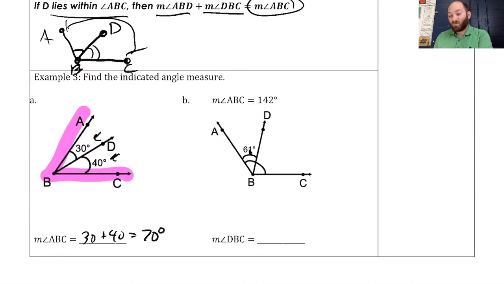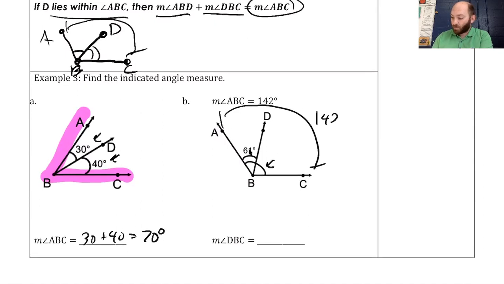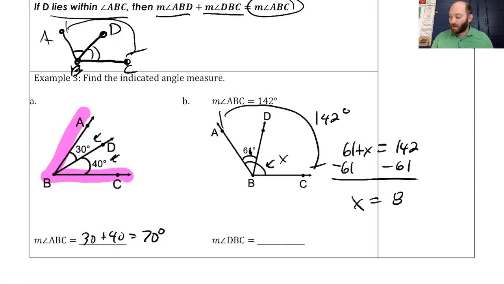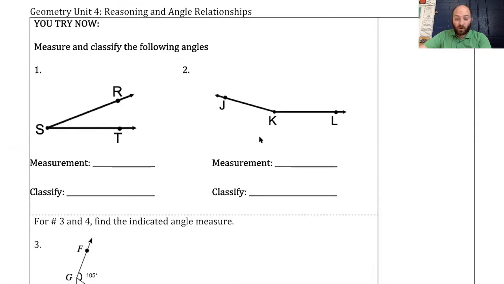For part B here, it's a little bit different. I want to find this angle. I know the whole thing measures 142 degrees, so I'm going to call this one X. I'm still going to apply the angle addition postulate. Looking at this diagram, I know that if I take 61 and add X, that comes out to 142 degrees. So now I'm going to subtract 61 on both sides so that I get 81 degrees. That's how I get to this. I'm still using that angle addition postulate idea, but I'm doing it in a slightly different way that ends up using subtraction.